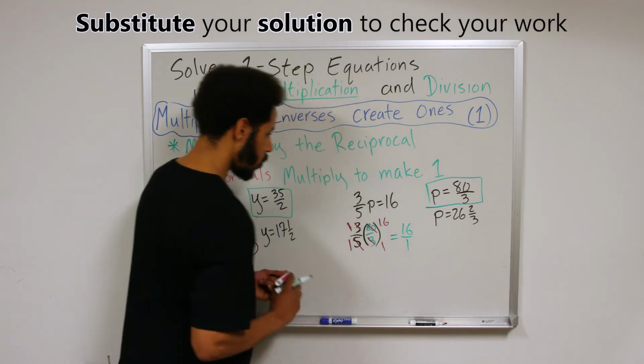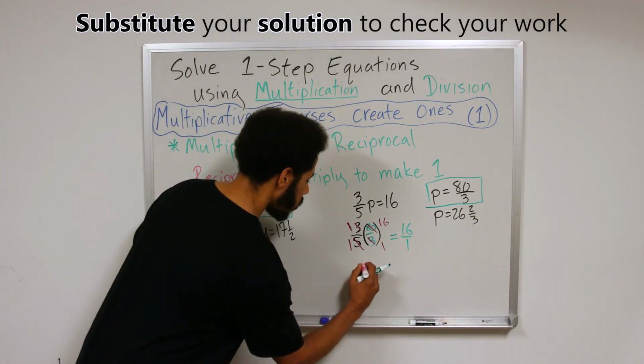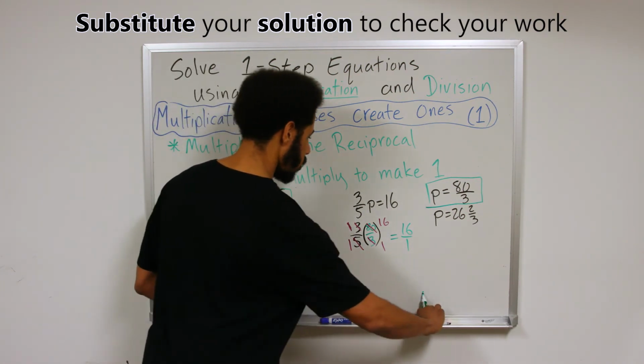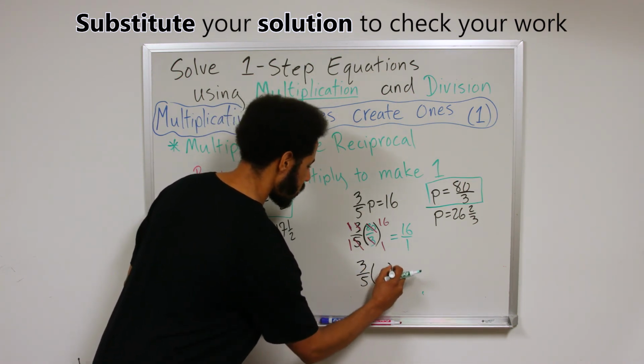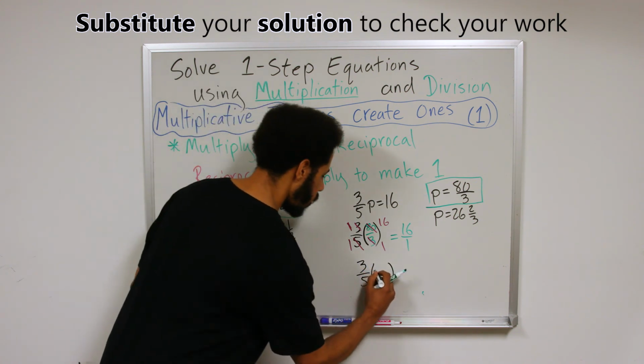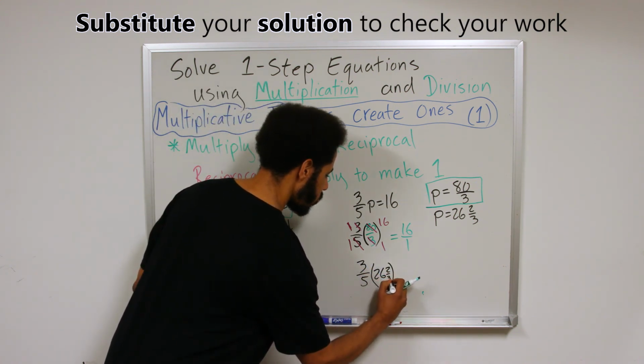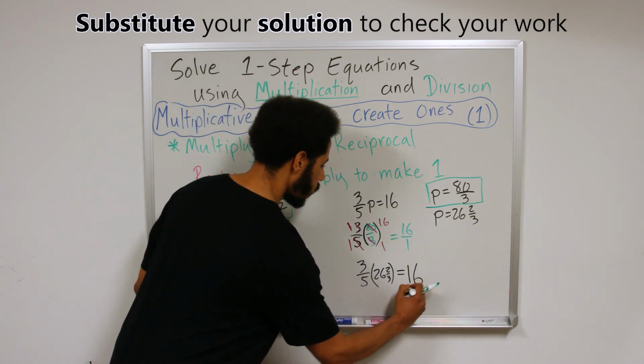16 over 1, or 16. 3/5 over here. 3/5, I can just write this now that I've already worked it out. 3/5 of 26 and 2/3 is equivalent to 16.